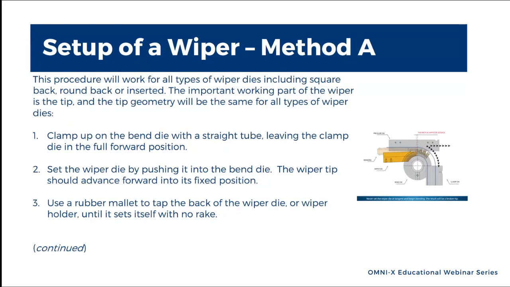Proper wiper setup. One way of setting the wiper die is clamping up on the bend die with a straight tube, leaving it in full clamp position. Now set the wiper die, pushing it into the bend die. The wiper tip should advance forward into this fixed position. You can use a rubber mallet to tap the back of the wiper die or the wiper holder until it sets itself with no rake.